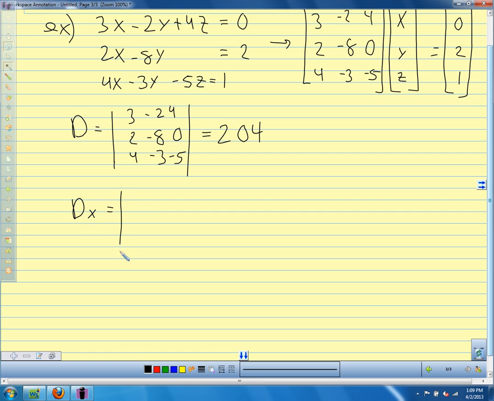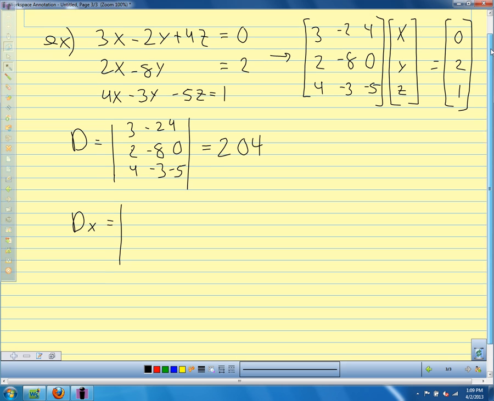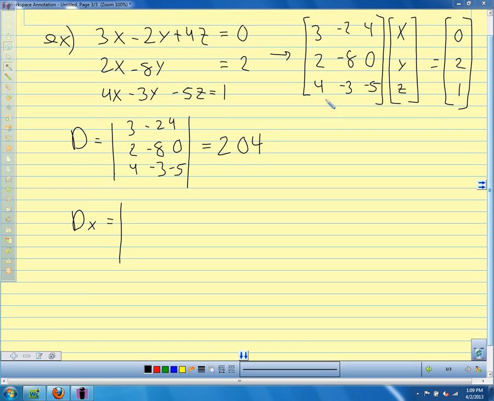D sub x, I'm going to replace the first column of this matrix with the constants. So I'm going to find the determinant of 0, 2, 1, then negative 2, negative 8, 3 is my next column, then 4, 0, 5. And I would put that in my calculator and find the determinant of that matrix. When I plug that in my calculator, it comes out to be negative 12.